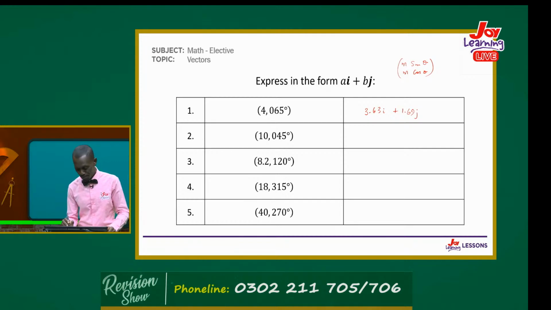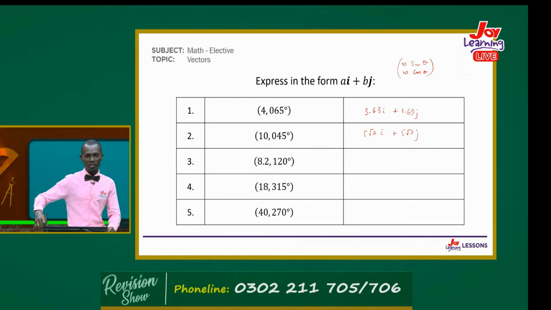The second one: the i component is 5 root 2, and the j component is 5 root 2. So 5 root 2 i plus 5 root 2 j, right? Yes. If you converted that, it would be approximately 7.07. Thank you very much, Raymond. You're also correct on that one.